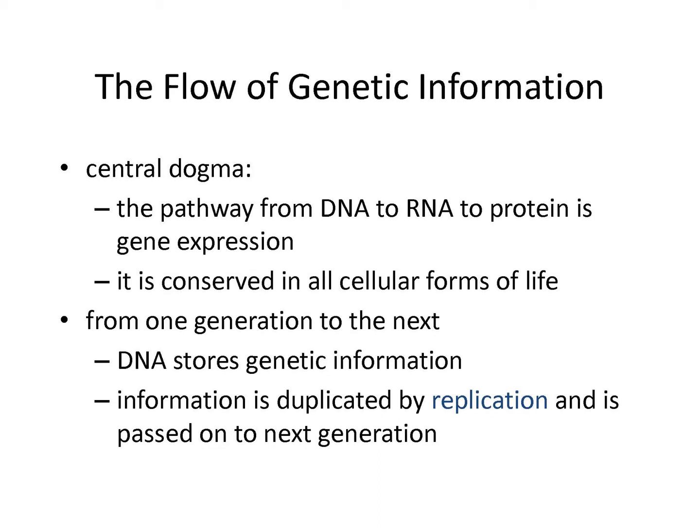This central dogma process is actually conserved in all cellular forms of life. The flow of the genetic information is passed from one generation to the next. DNA stores the genetic information, and this information can be duplicated by the replication process, and then it is passed from one generation to the next generation.